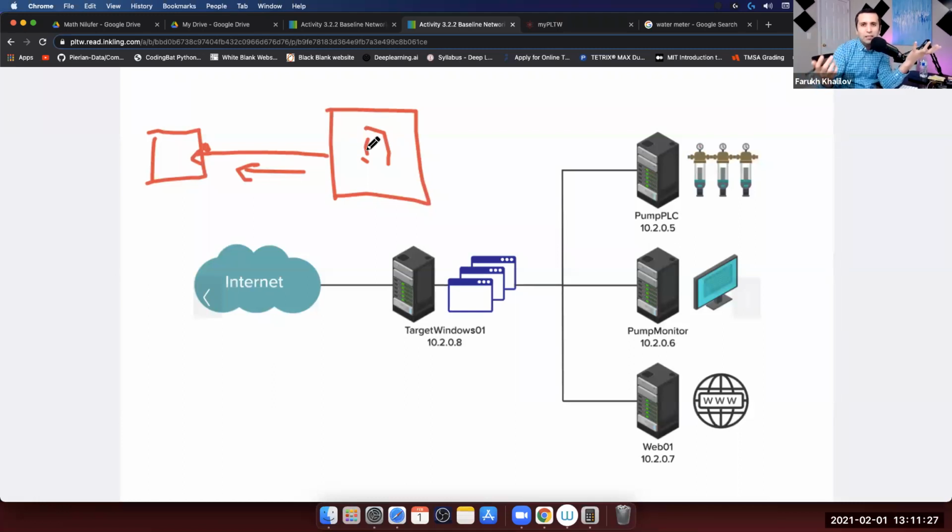So they need to analyze how much water I spent. Based on that, they will send my bill. So that is the basic.